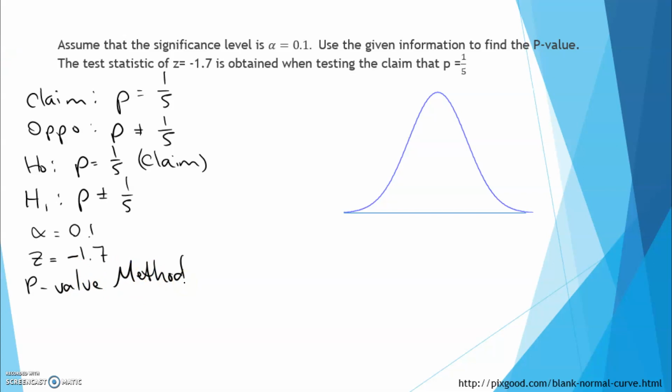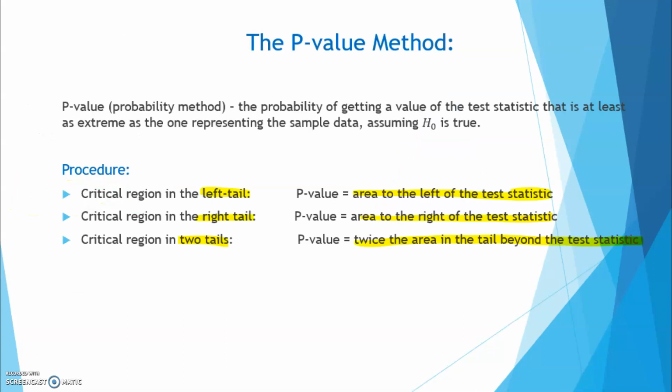Okay, I need to figure out, do I have a left tail, right tail, or two-tail test? So we're going to look at what H sub 1 is. Since it's a not equal to, I'm going to have a two-tailed test, which means I'll have two test statistics. I'll have negative 1.7 and I'll have positive 1.7. If I have a two-tailed test, the p-value is going to be twice the area in the tail beyond the test statistic.